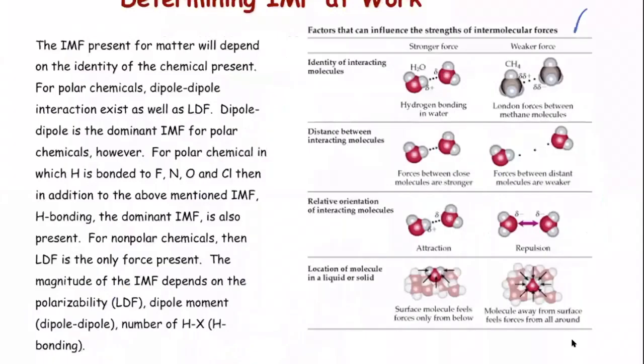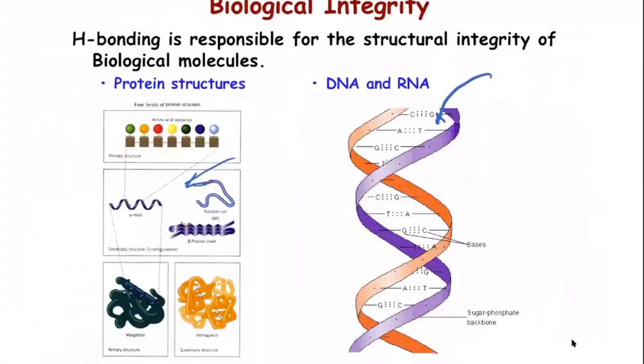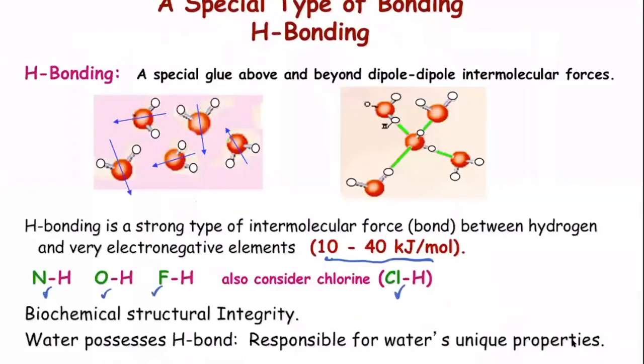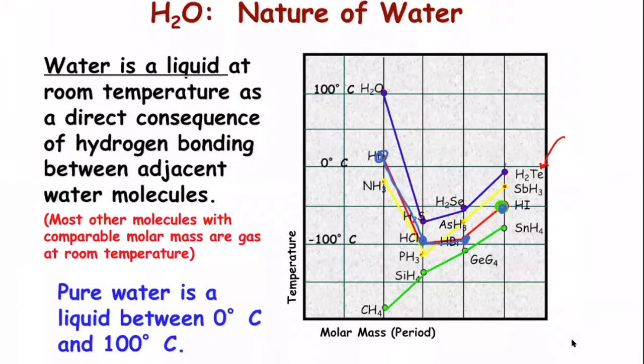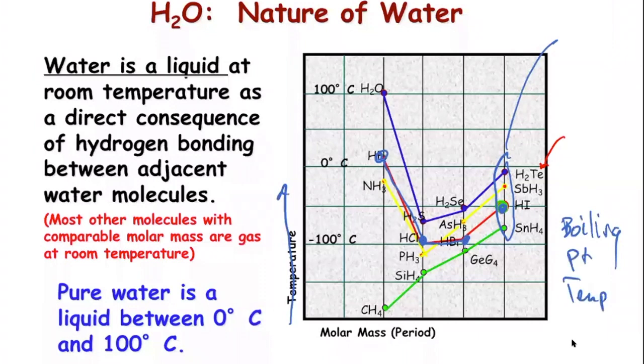The boiling point reflects intermolecular forces. So the higher the boiling point, the stronger the intermolecular forces. And this temperature right here, this is the boiling point temperature. So you can see that these chemicals over here have higher boiling point compared to their counterpart.